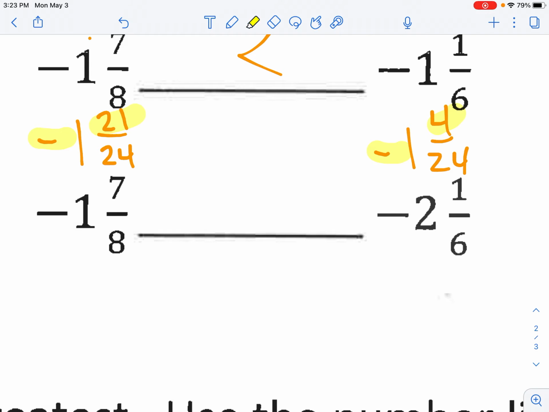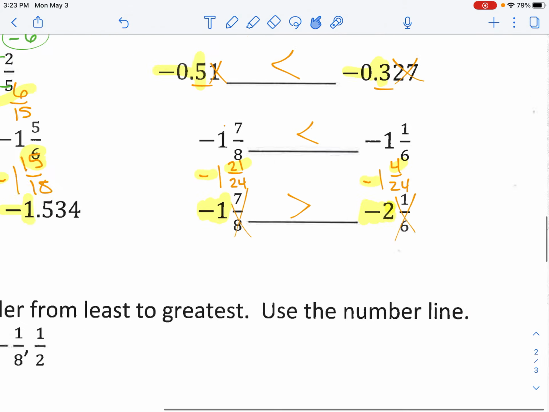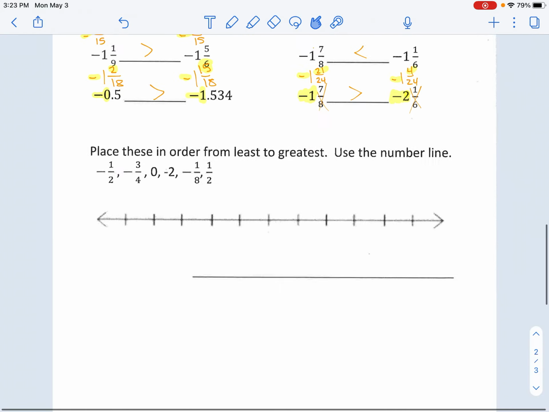Now this one we don't have to do much thinking on because look at our whole numbers. We've got a negative 1 and a negative 2 sitting in front of those fractions. So my fractions don't matter. I don't even have to look at the 7/8 or the 1/6 because I know that negative 1 is greater than negative 2, and that's all I need to know to compare those two.